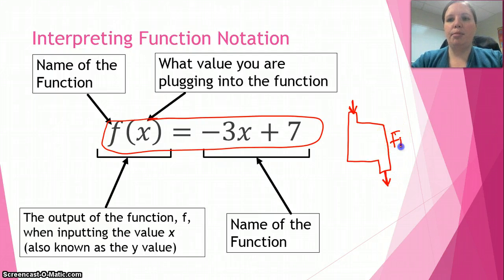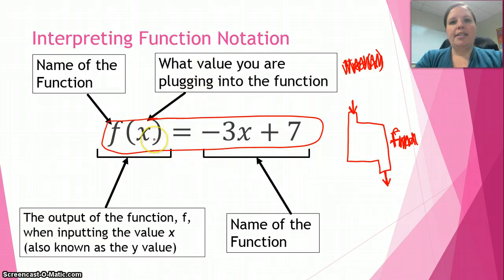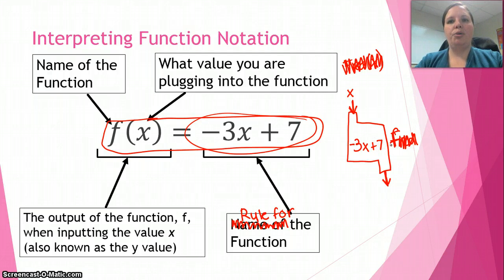Maybe instead of f, we name the machine Fred. Then we would say Fred of x. We're just using shorthand with that letter instead. So the name of this machine is f. The value in parentheses, this x, is what you're going to plug into the function. So x is going to go in. What's going to happen in the machine is not the name of the function, it's the rule for the function. So the rule is what's going to happen inside the machine. -3x plus 7 describes what happens when you plug a number in.